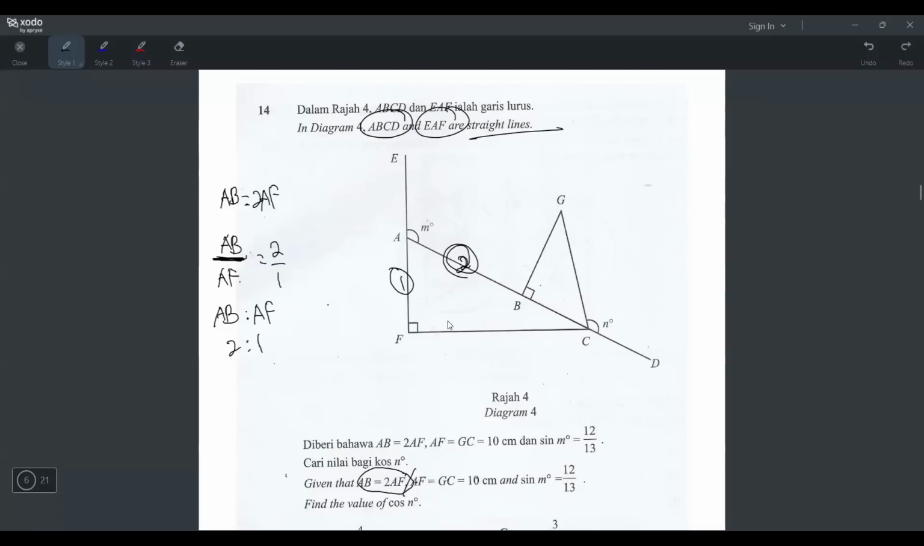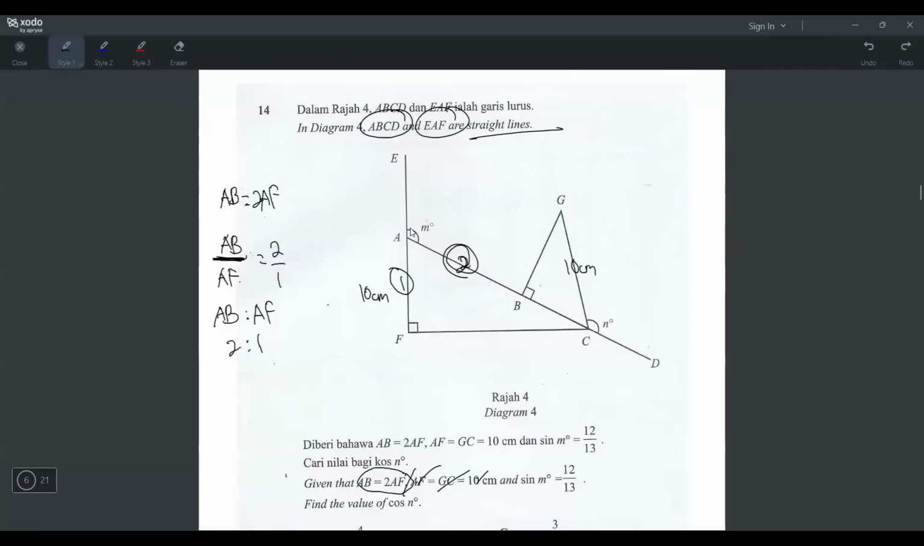AF, GC, both 10 cm. So AF here, 10 cm. And then GC also 10 cm. So GC, mana GC? Okay, 10 cm. Okay, I want you to know something. Yang saya buat dekat sini, ini hanya ratio. This is the ratio, it's not the actual length. So the actual length of this line is not 1 cm. The 1 is just the ratio saja. The actual length is actually 10 cm.